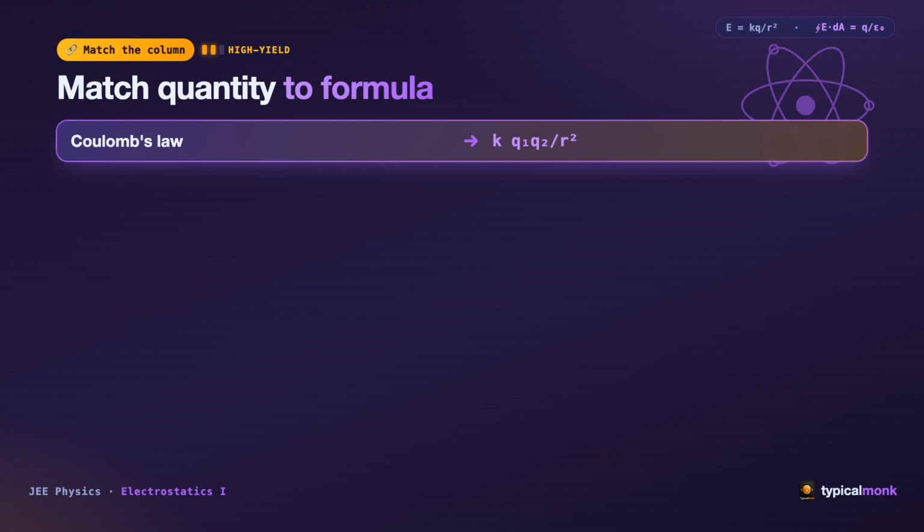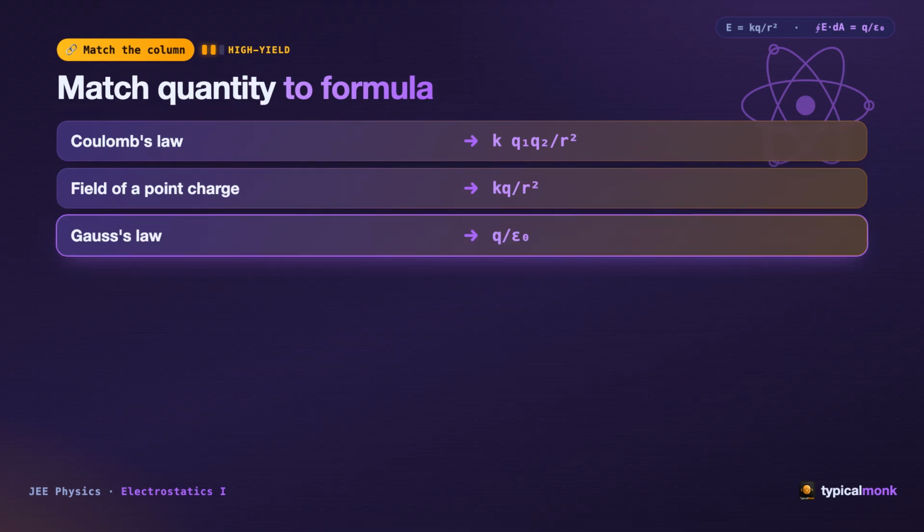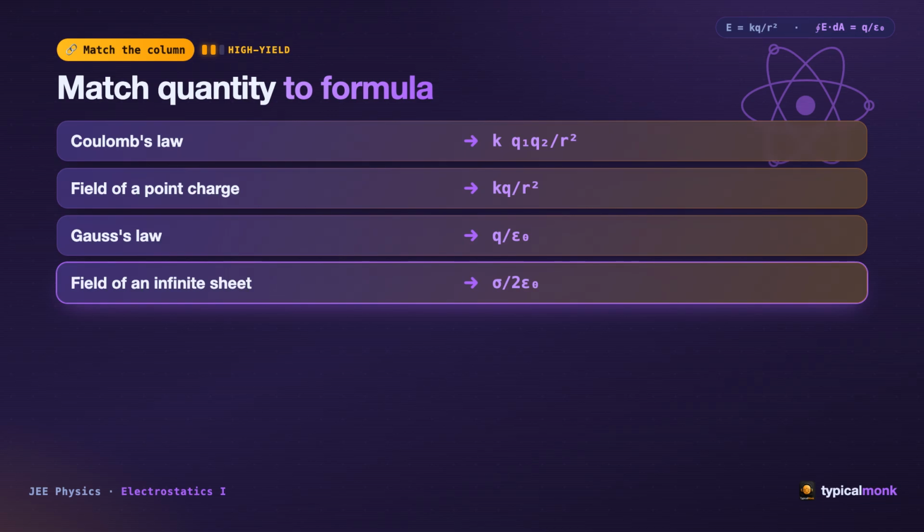Now match each quantity to its formula. Coulomb's law goes to kq1q2 over r squared. The field of a point charge goes to kq over r squared. Gauss's law goes to the enclosed charge over epsilon naught. And the field of an infinite sheet goes to sigma over 2 epsilon naught. 4 pairs, each worth committing to memory.